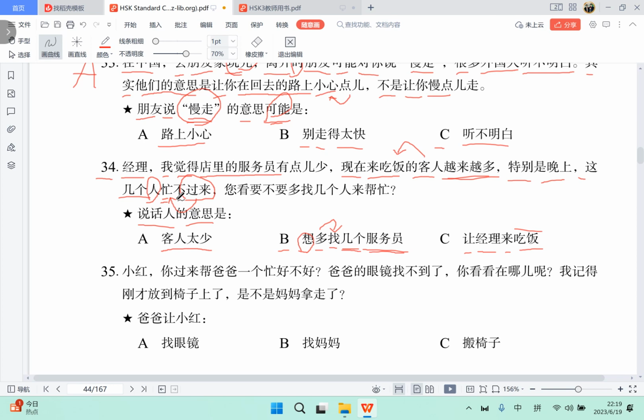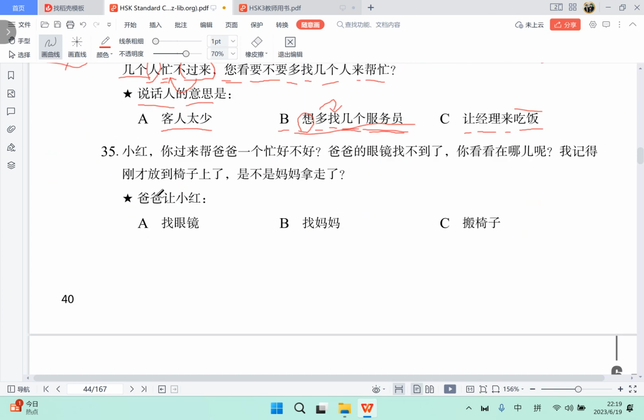they can't finish the job. So 忙不过来. 您看, so to you, 要不要, whether or not, 多找几个人, find some more people to come to help. 多找几个服务员, so they need more waiters, so we choose B. And 小红, sorry, 爸爸让小红 — dad lets 小红 look for the glasses 找眼镜, look for mom 找妈妈, move the chairs 搬椅子.